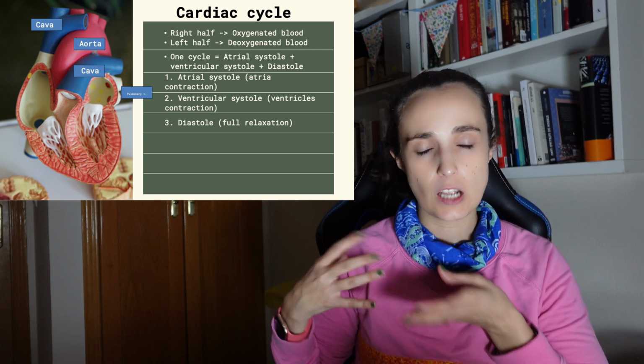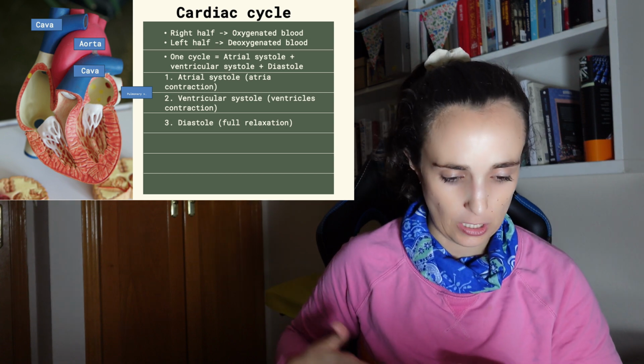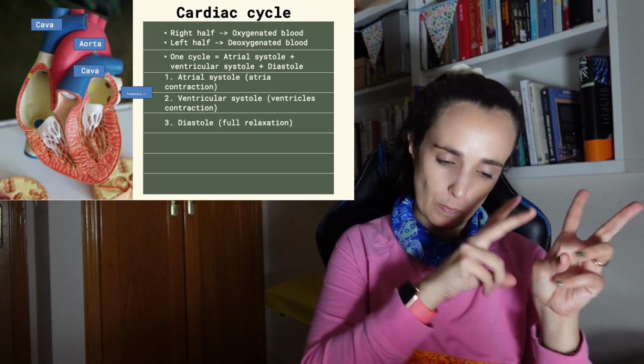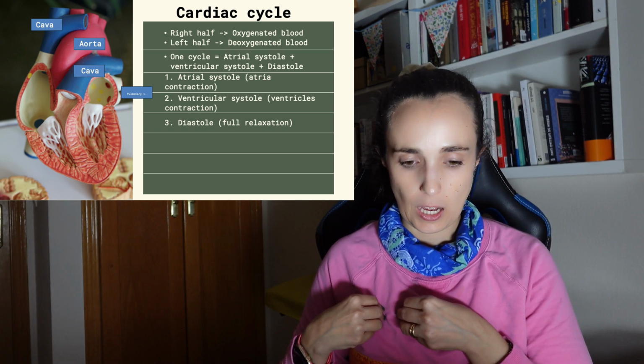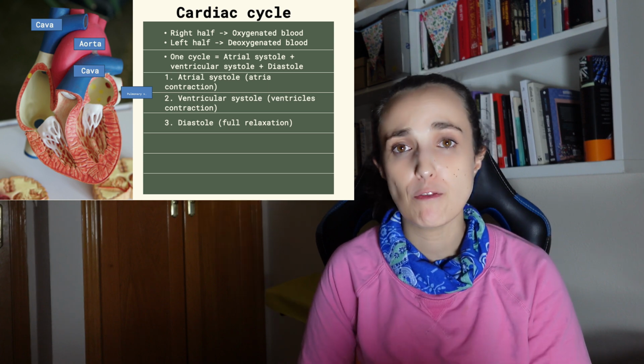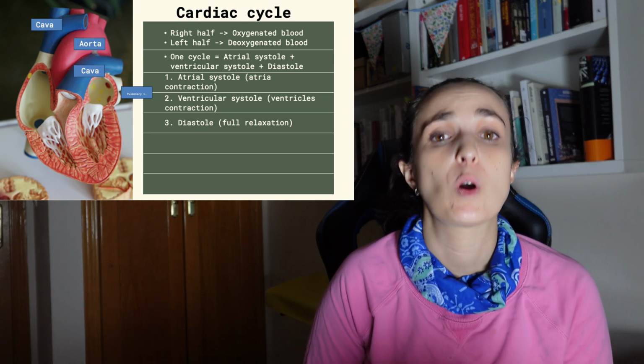fully, okay, it's not just atrium diastole or ventricle diastole, it's heart diastole, okay? So three like mini steps: first atrium systole, then ventricle systole, then full diastole. And that's everything for the circulatory system of blood.